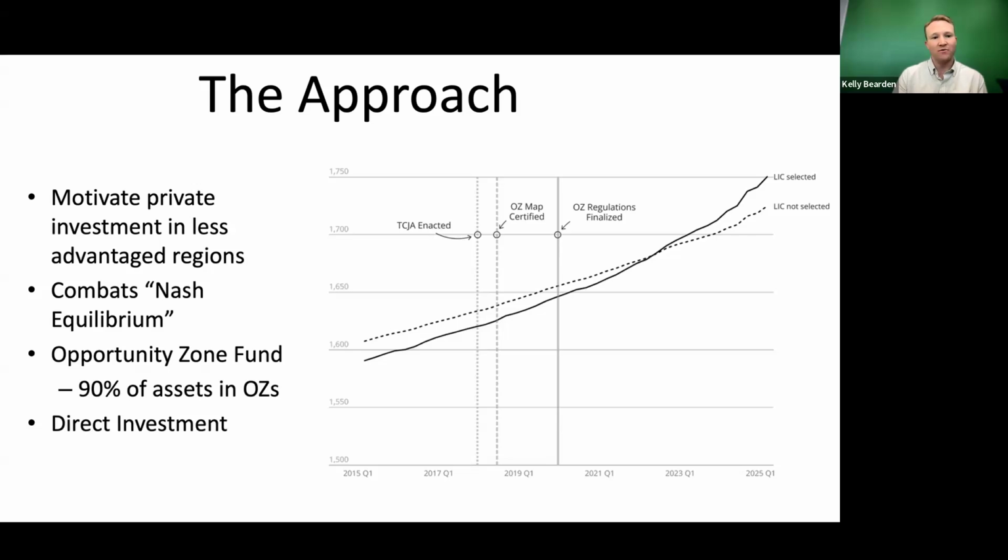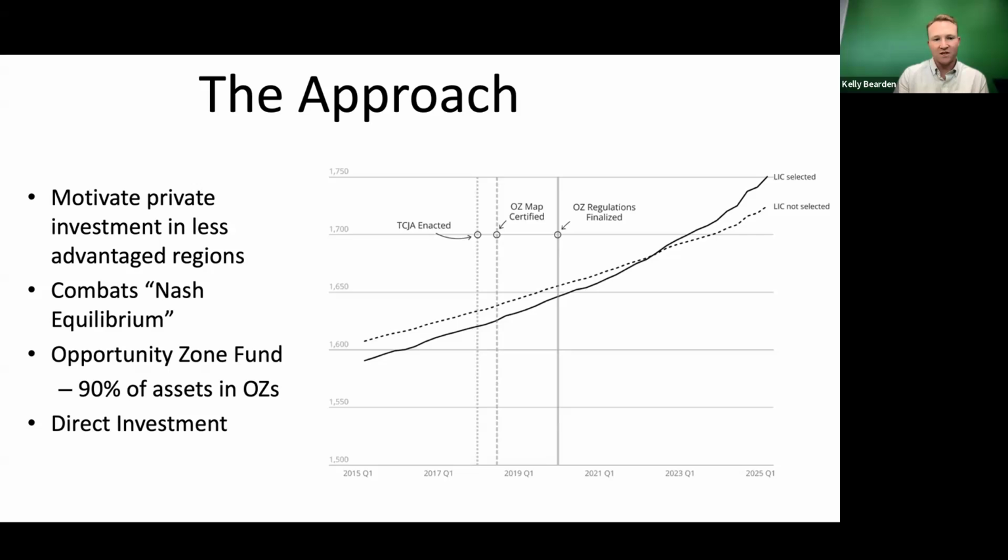So the intention here is to motivate private investment in less advantaged regions, looking for impact within distressed communities. The intention also is to combat Nash equilibrium. What Nash equilibrium is essentially: investors are not investing within a region because other investors are not investing within a region. That could go for sectors or even business types as well. This provides just a tweak on that equation in order to incentivize them into these investments.